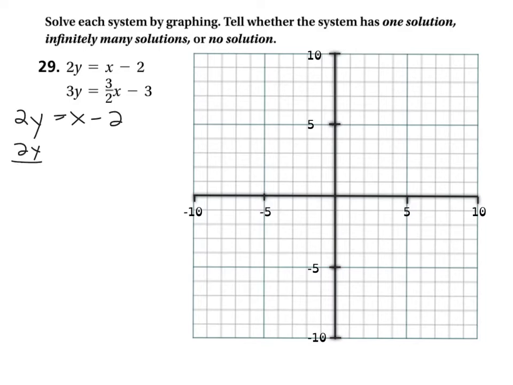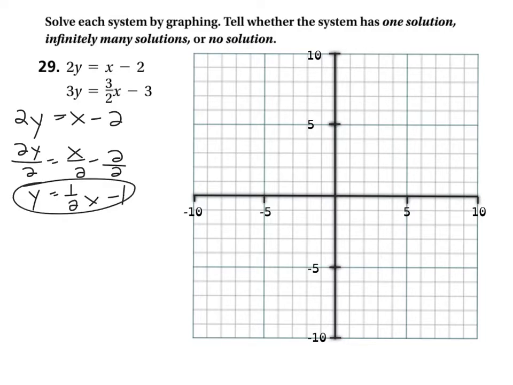So what I want to do is divide both sides by 2. I want to essentially divide every term by 2. And what I get is y equals 1/2 x minus 1. That's one of the equations I'm going to graph. And we're going to do the same thing for the other one.